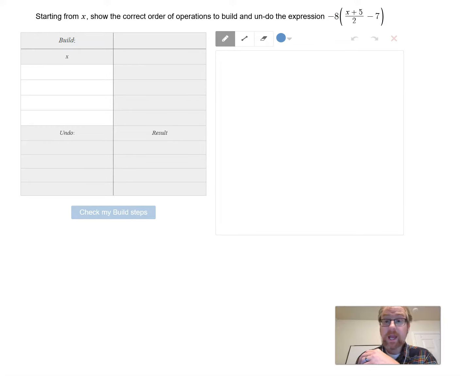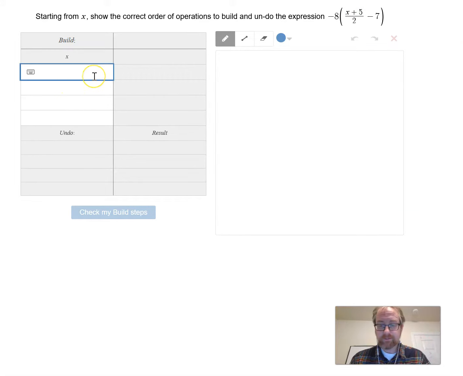Okay, so let's start with the x and see what is done first. So starting from this x, do you think it's the plus 5, the divide by 2, or the minus 7 that is operating on the x first? What is applying to the x first? Well, the answer is that it's the plus 5. And the reason it's the plus 5 is that the long fraction bar basically means that the x and the plus 5 are in their own little grouping symbol. And you have to do what's in that grouping symbol before you leave that grouping symbol. So it's going to be plus 5 first.